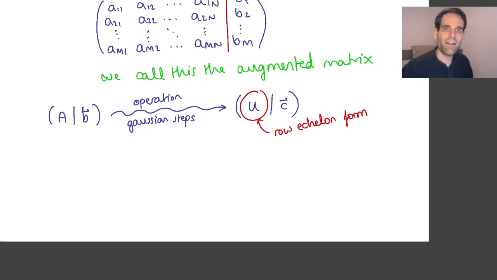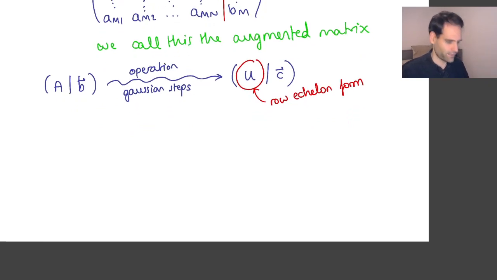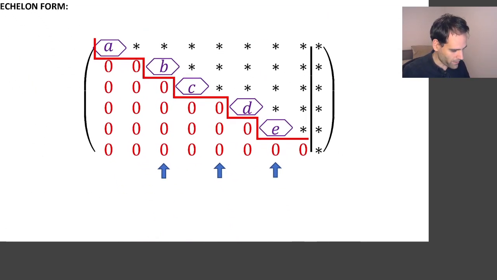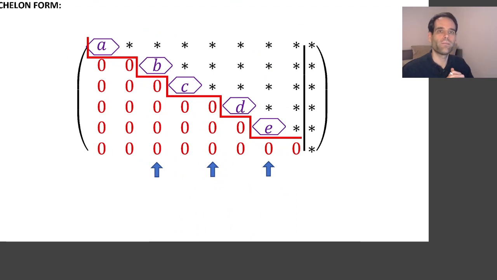And why do we want to arrive at row echelon form? I will explain later, but basically once it's in row echelon form, then we can solve the system very easily. But in this video I will talk about what row echelon form is. So this is an example of a matrix that is in row echelon form.